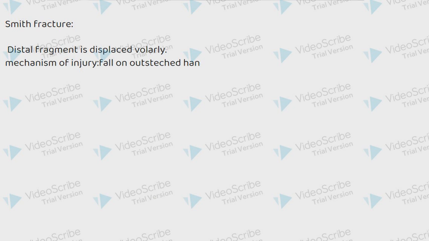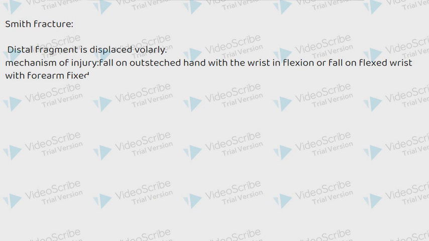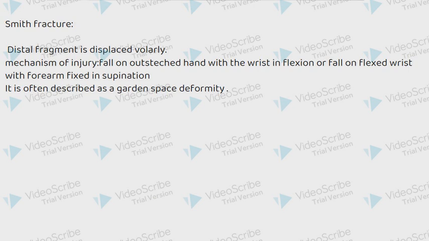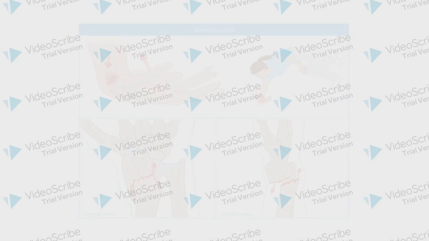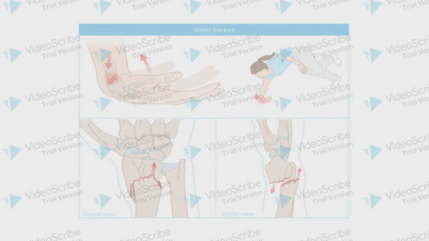Smith fracture. This fracture is usually called reverse Colles fracture because the distal fragment is displaced volarly. Mechanism of injury could be a fall on an outstretched hand with the wrist in flexion, or in other words, a fall on a flexed wrist with the forearm fixed in supination. The Smith fracture is often described as a garden spade deformity.